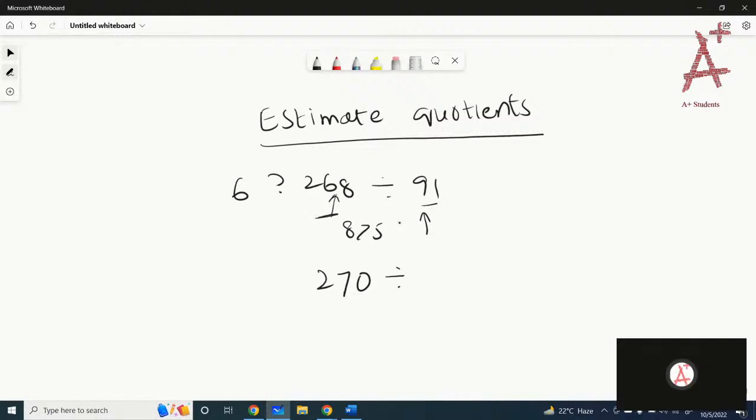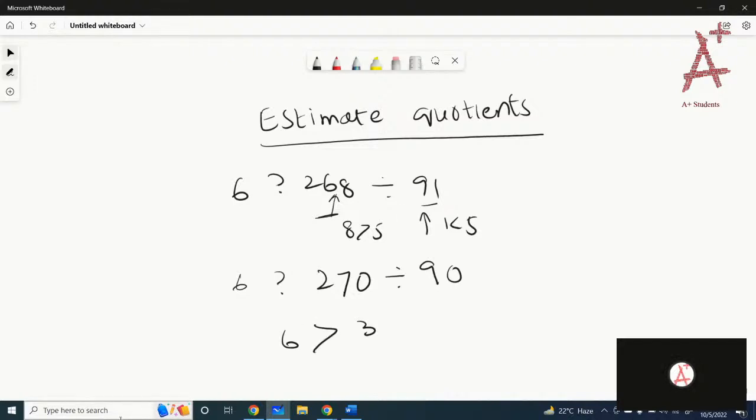to the nearest 10. The 9 and the 1: 1 is less than 5. That means you have to round down. Round down means write the 9 as it is and replace the 1 with 0. So you have 270 divided by 90. So divide: 9 times 3, and the 0s cancel out. So is 6 greater than 3 or less than 3?